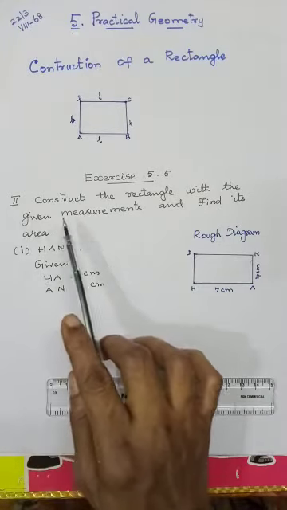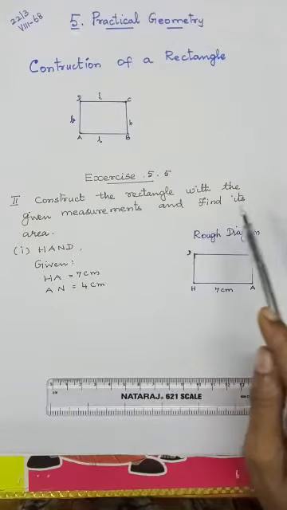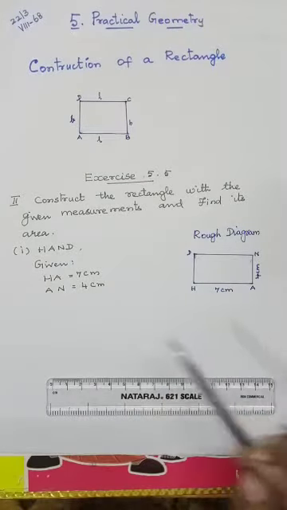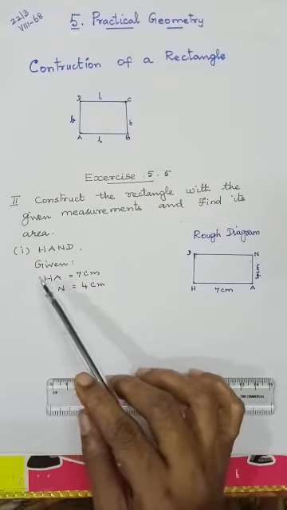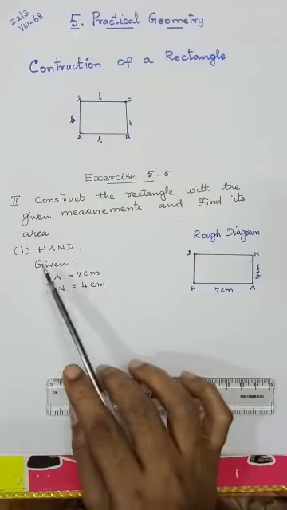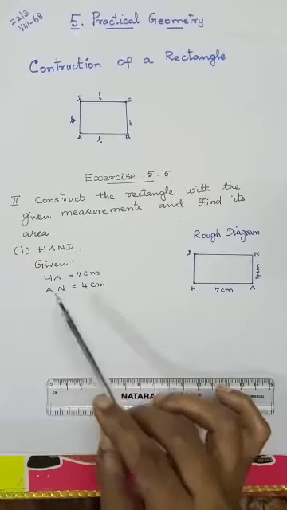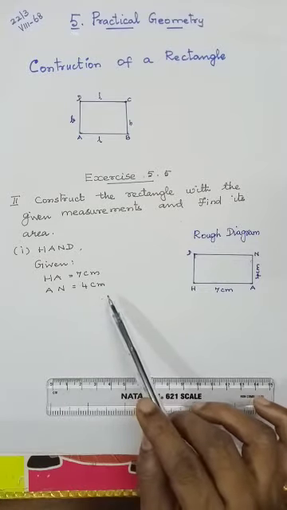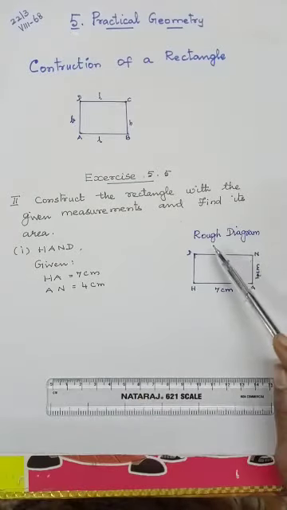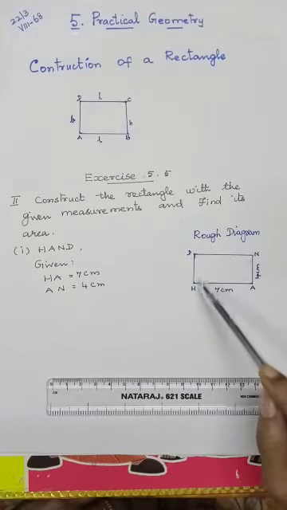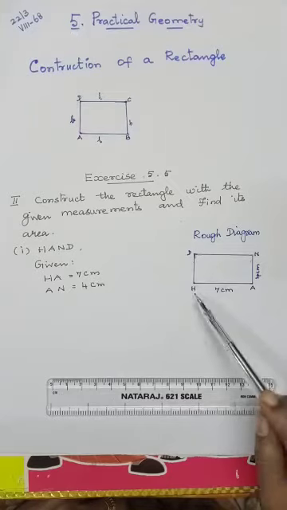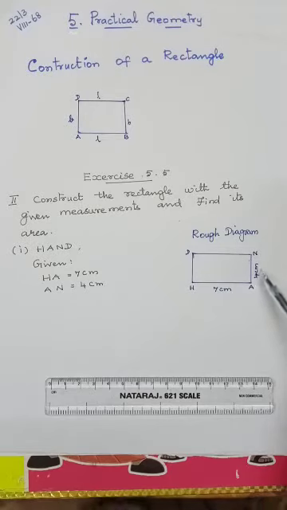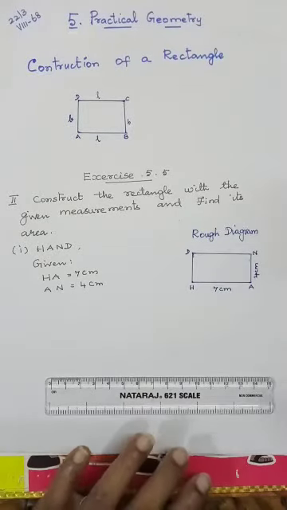Second question: construct the rectangle with the given measurements and find its area. Here the name of the rectangle is HAND, H-A-N-D. Given that HA is equal to 7 cm and AN is equal to 4 cm. We shall draw the rough diagram. We have drawn the rectangle. HA is equal to 7 cm and AN is equal to 4 cm. Now we shall draw the fair diagram.